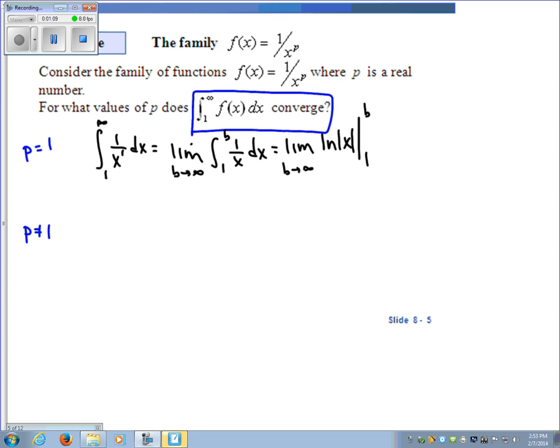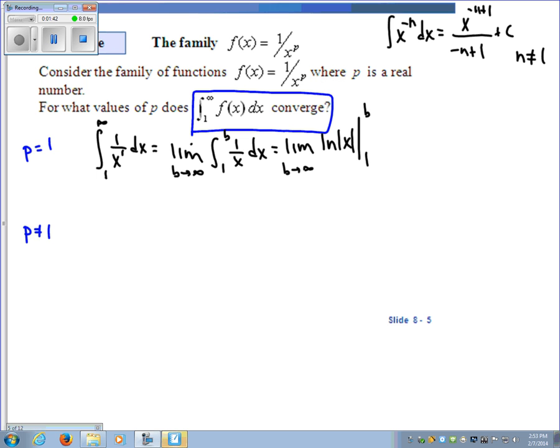Now that's why I split it up into p equal 1 and p not 1, because that allows me to integrate the 1 over x to the p by either the power rule or the log rule, because remember it's got that one case, the power rule, it's x to the minus n dx. It depends on whether the n is 1 or not. So this will be equal to x to the minus n plus 1 over minus n plus 1 as long as the n is not 1.